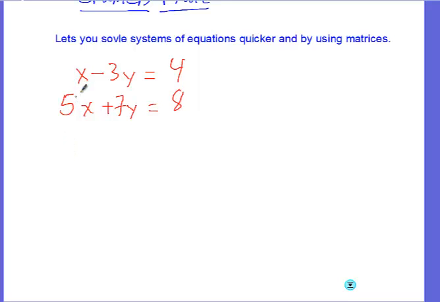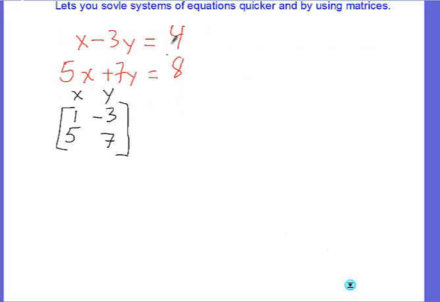What I mean by that is you're going to take all the coefficients of x, put them in a column, so 1x and 5x, so 1 and 5. Then you take your y's and make them your second column. So this is your x's, that's your y's. We're going to do something with the 4 and the 8, which is what each equation equals, but not just yet.